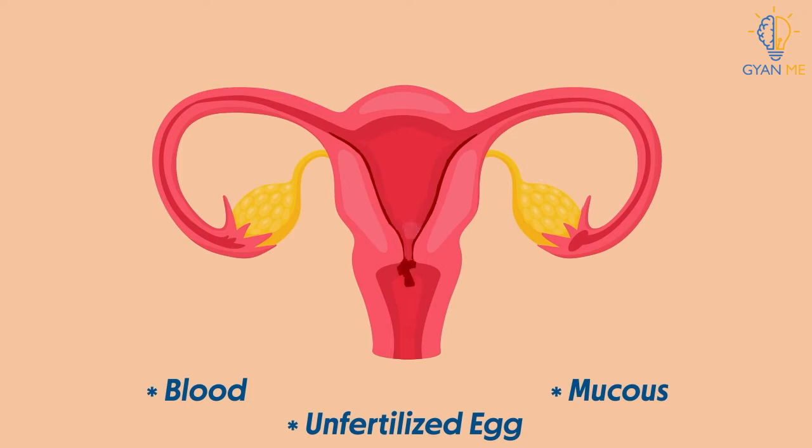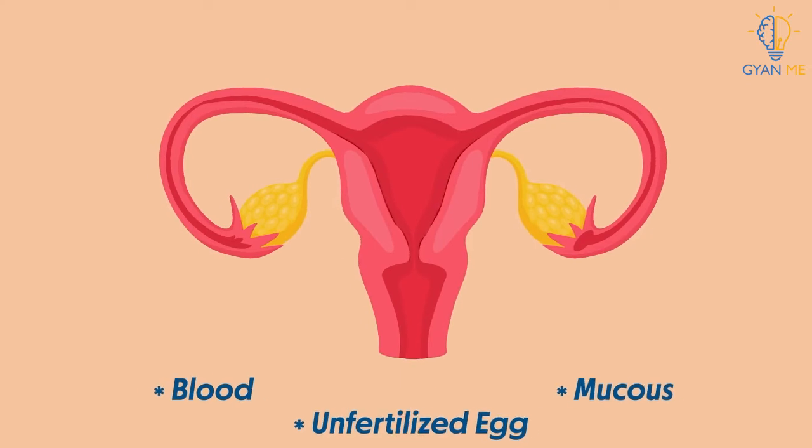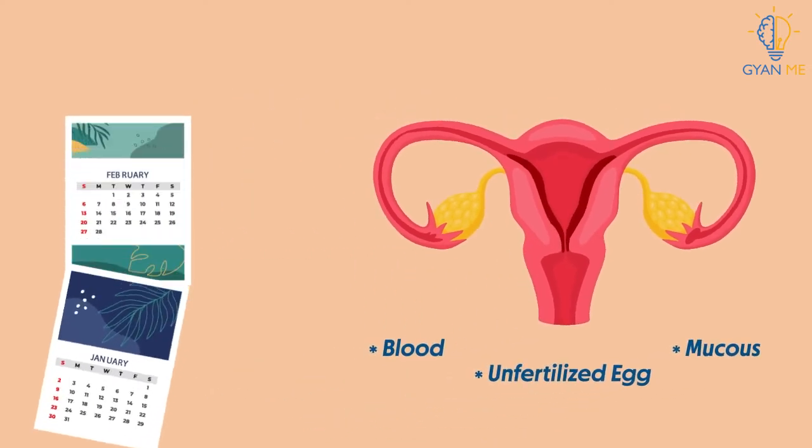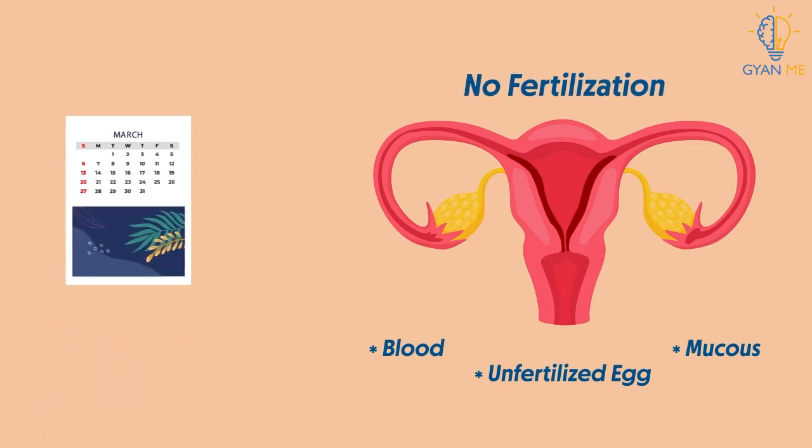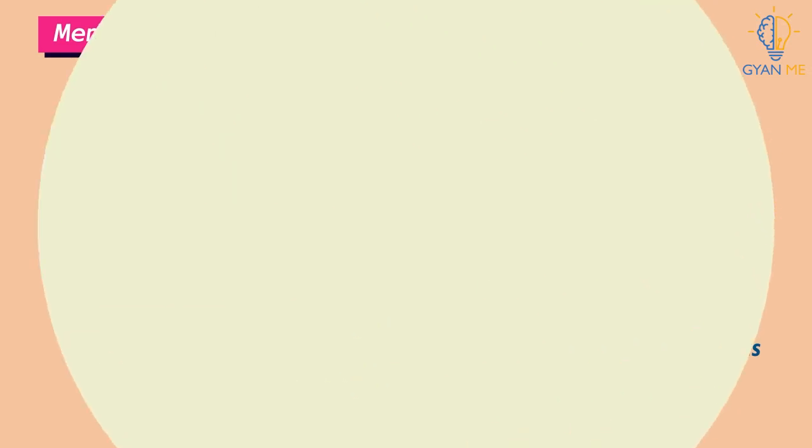Now after this, body will start the same process again for the next cycle. This cycle takes place roughly every month if there is no fertilization. It is known as menstruation in females. Now students, this is the case when there is no fertilization.